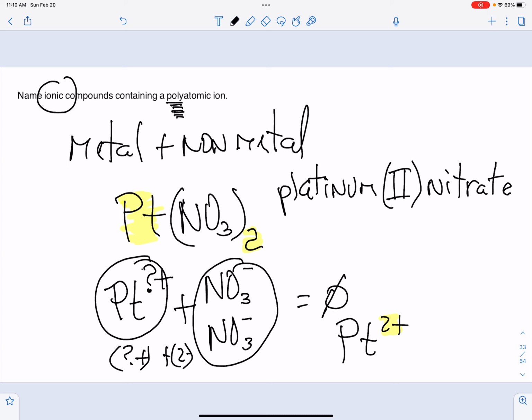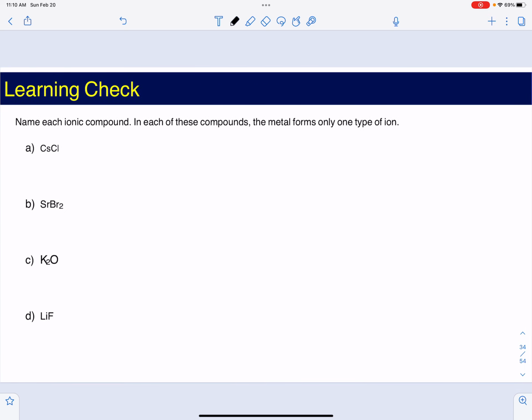So make sure you practice that. Go to the tutorial videos, go to the textbook, which tells you step by step how it's done, or rewatch this recording. So now you're ready for us to do the learning check. So name each ionic compound. In each of these compounds, the metal forms only one type of ion. Only one type of ion, so no need for Roman numerals.